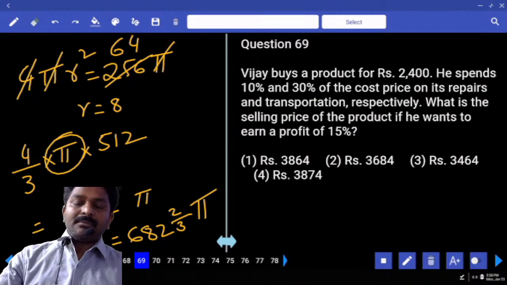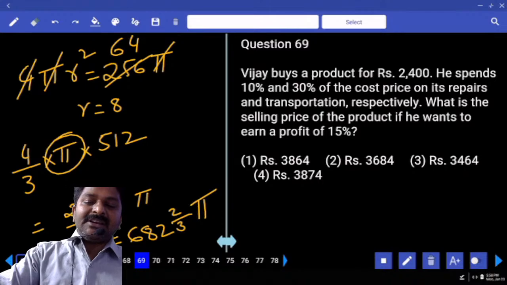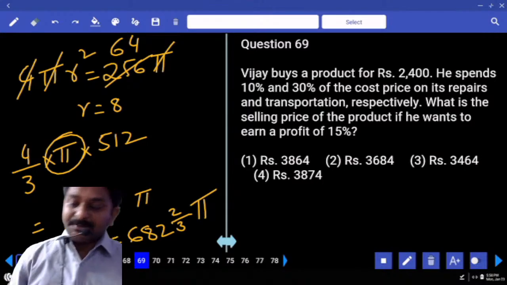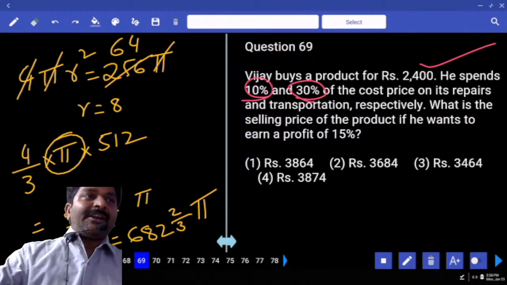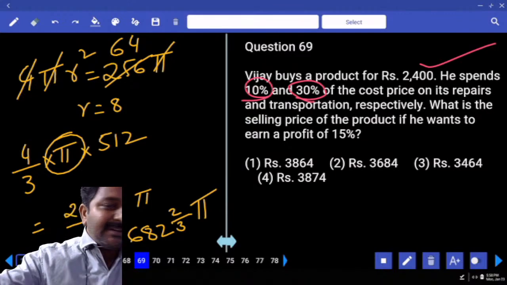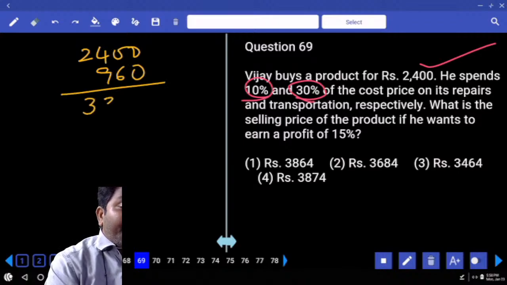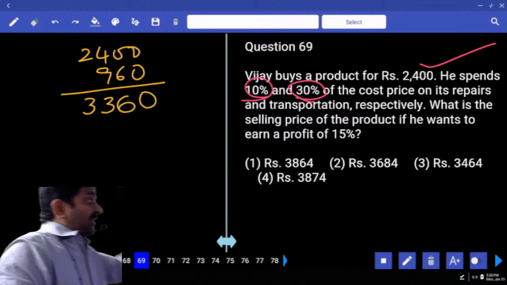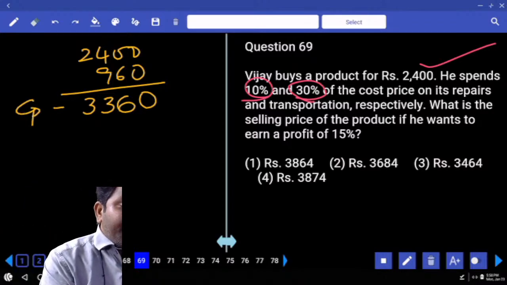Done. Next question. Vijay buys a product for 2,400. He spends 10% and 30% of the cost price on its repairs and transportation. So this 10% as well as 30%, both are calculated on 2,400 only. So straightforward, we can increase the value by 40%. Initial value is 2,400, 40% of that number is 960. So to make the product ready, it cost us 3,360. And this is the total cost price of the item.